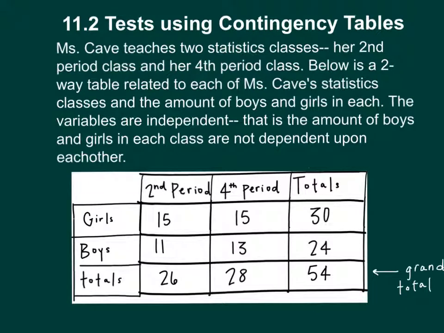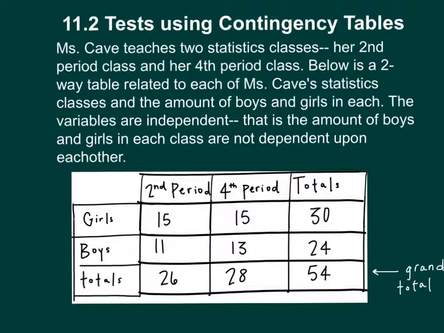The problem for 11.2 reads, Miss Cave teaches two statistics classes, her second period class and her fourth period class. Below is a two-way table related to each of Miss Cave's statistics classes and the amount of boys and girls in each of them. The variables are independent, that is, the amount of boys and girls in each class are not dependent upon each other.